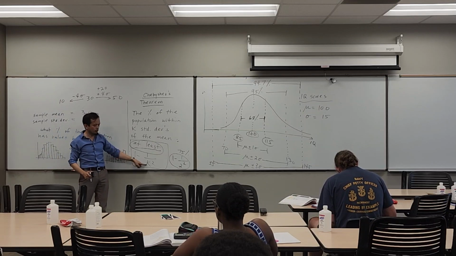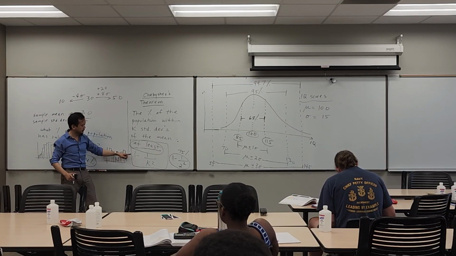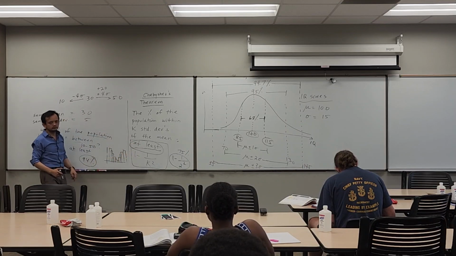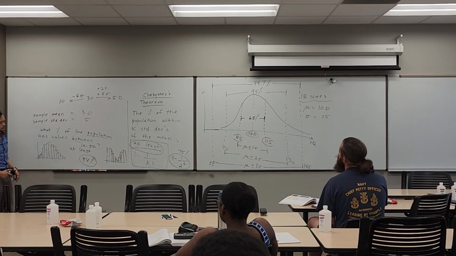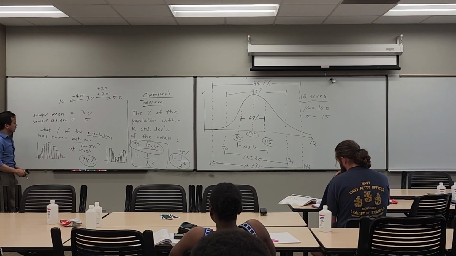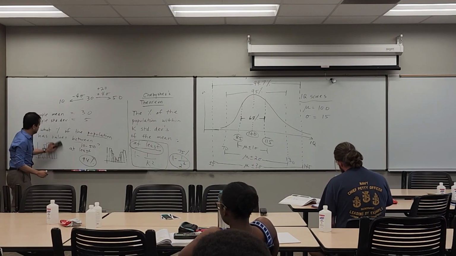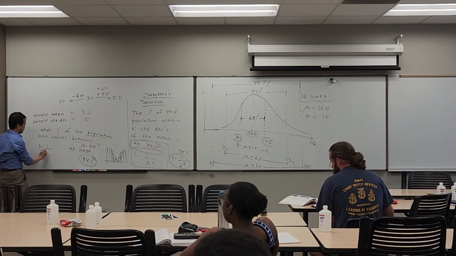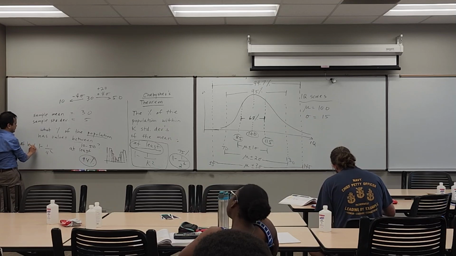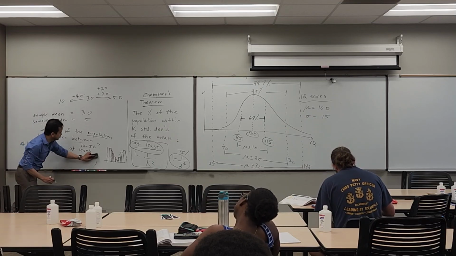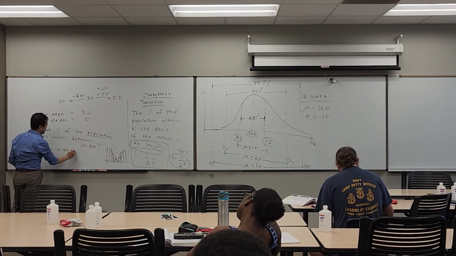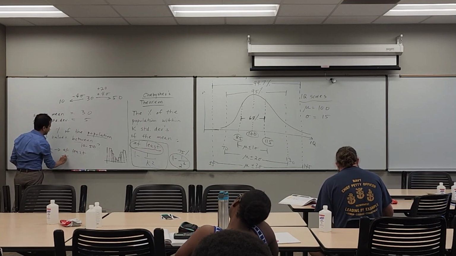So then you just plug in 4 for k, and the answer will be at least 1 minus 1 over 4 squared. So this will be 1 minus 1 over 4 squared, and it's at least that. So that's why we're getting at least 94%.